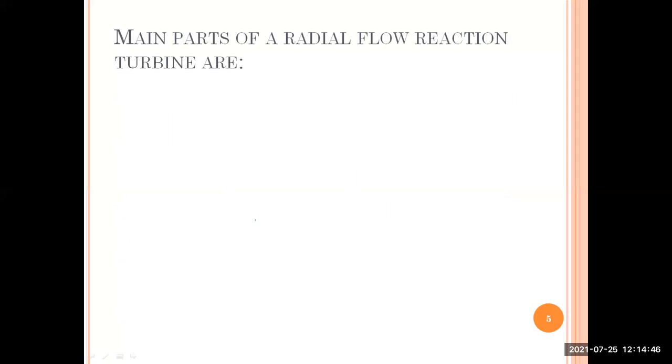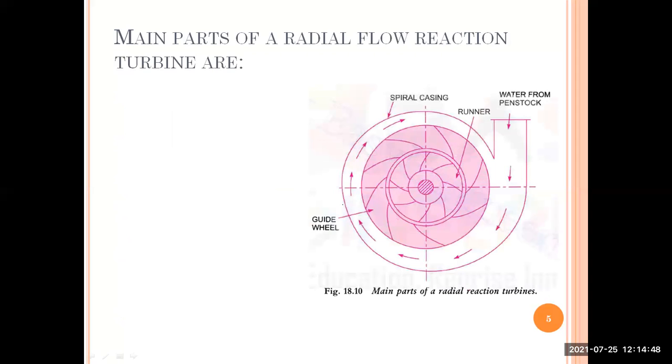Coming to the parts of the radial flow reaction turbine, you can see the figure here, the main parts of a radial flow turbine. The first one is the spiral casing, and water will be fed from the penstock through the pipe to the casing. You can see the direction arrow of the flow of water. Spiral casing means there is a gradual decrease in the cross-sectional area of the casing with respect to the flow.